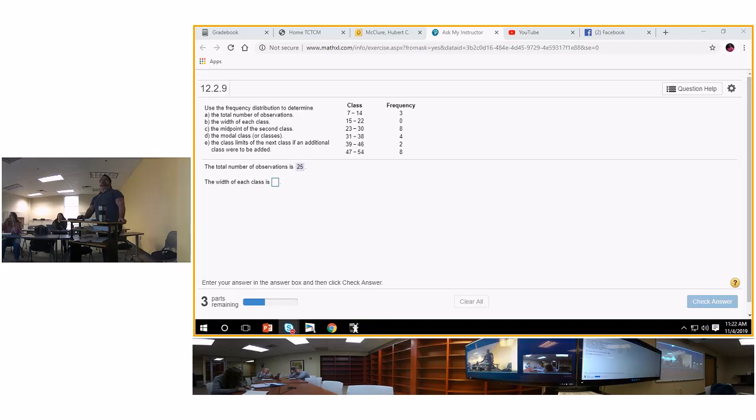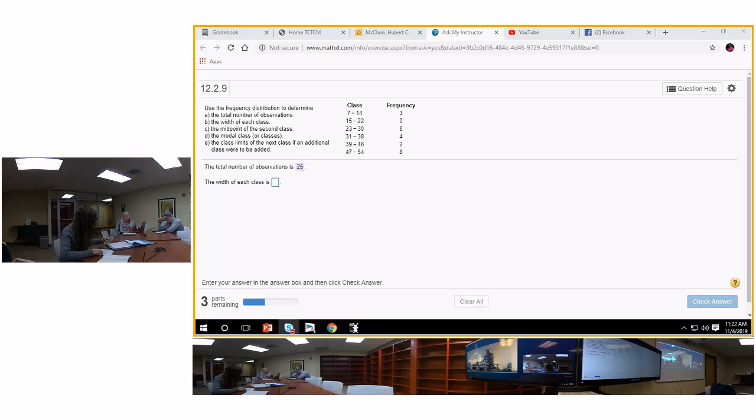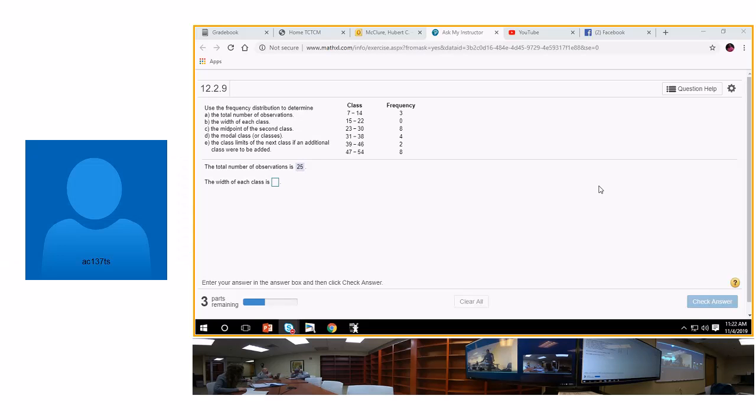Number 3. It says it's got different parts. Use the frequency distribution. Okay, what's the total? Add up everything. If I say there's blondes, brunettes, and redheads in a class, and there's 3 brunettes, 3 blondes, and 4 redheads, how many people are in the class?